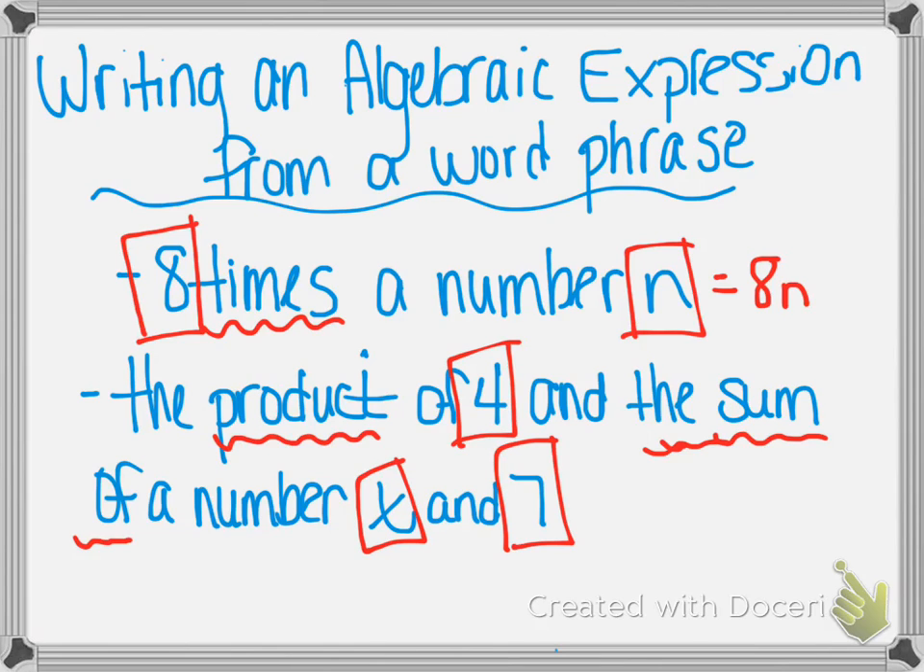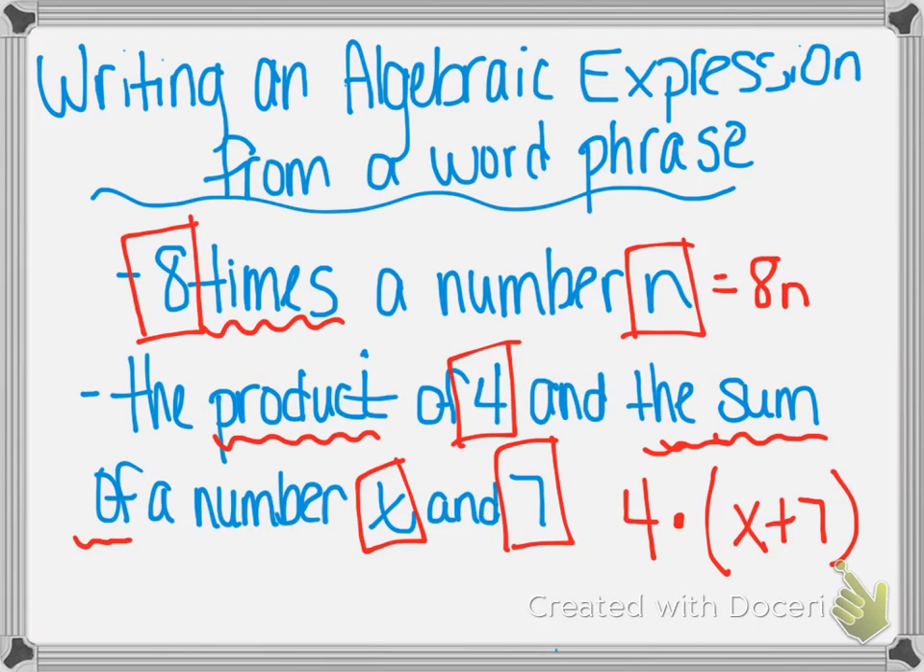Okay? So now writing our algebraic expression, the product of 4 and, so I need the product of 4 and something. I'm going to put a multiplication symbol in there for now. This is the sum of, I said before, think parentheses, x and 7.